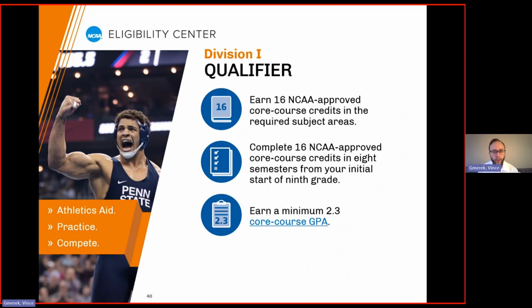So qualifiers require 16 credits in NCAA approved core courses. You have to complete 16 NCAA approved core course credits, normally in 8 semesters from the start of 9th grade, and have a 2.3 overall grade point average.